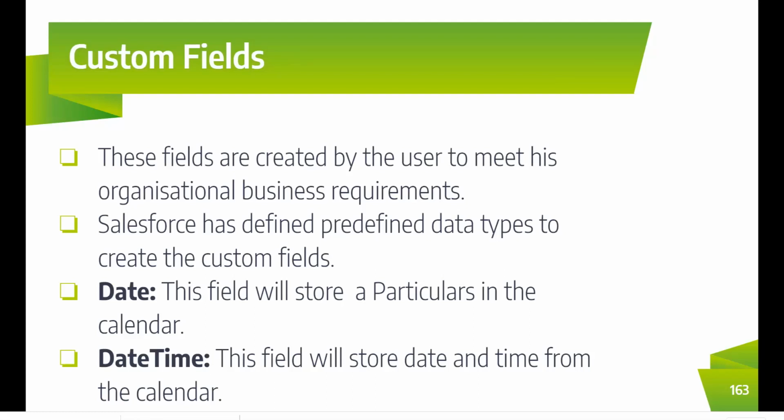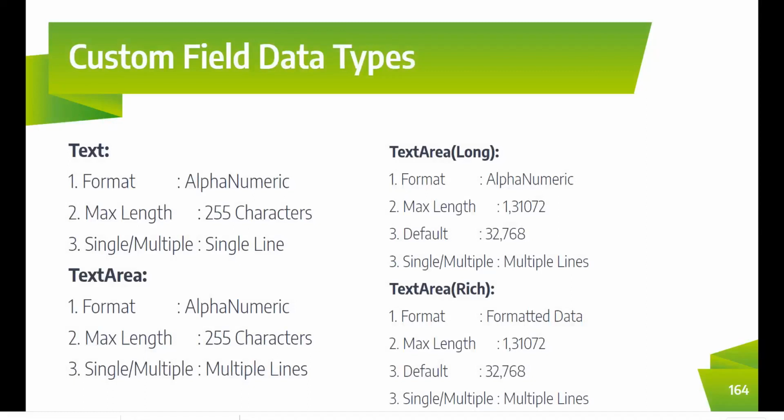Let us see some of the data types here. Like we have Date. This field will store a particular date in the calendar. Date and Time stores the date followed by the time in the calendar. Then we have something called Text. Under Text, we have to specify the format. So Text will go with alphanumeric format. Maximum length is going to be 255 characters. It's going to be a single line, right?